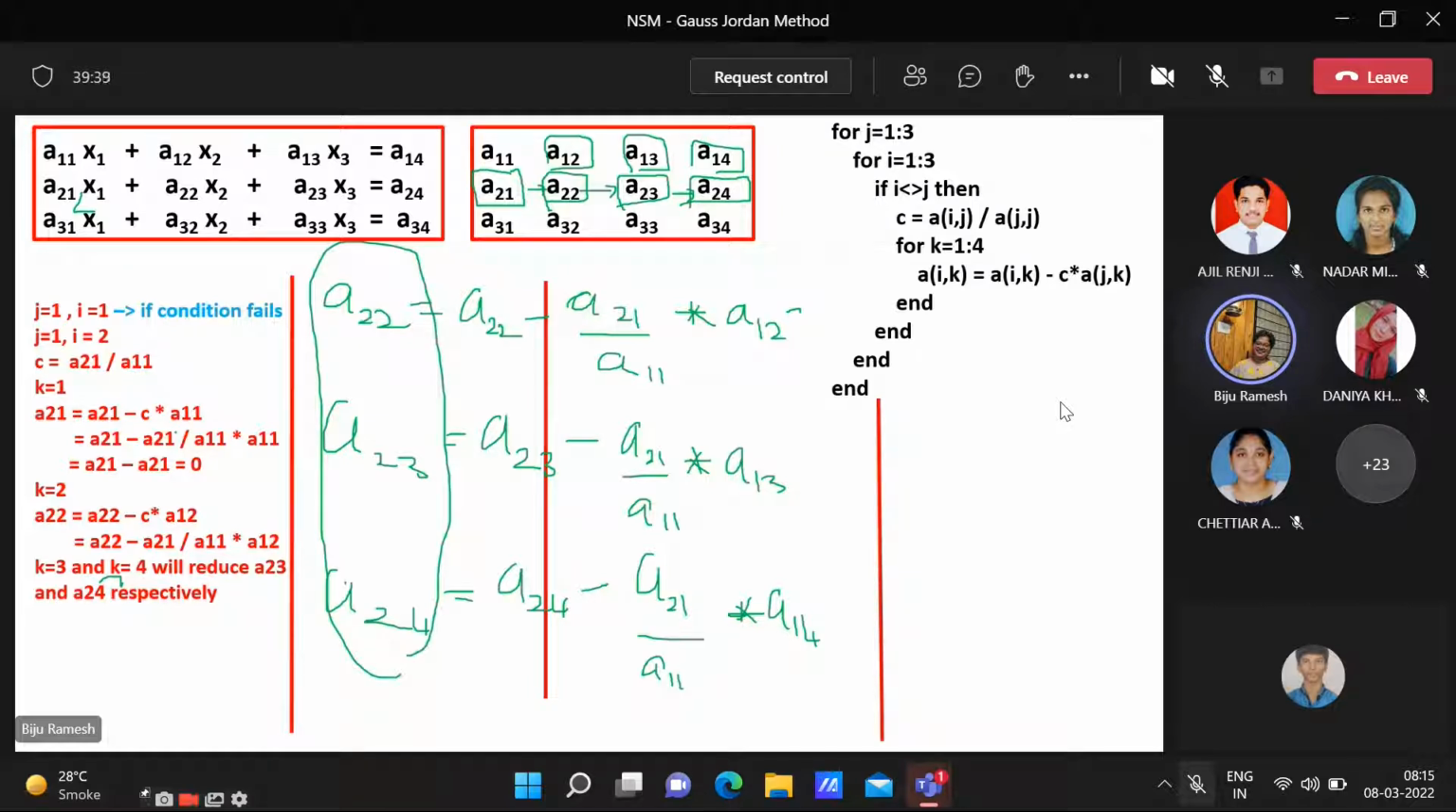That is what I have written over here. See the constant A21 by A11. First A21 you are calculating: A21 minus constant, C is this one, into A11. So you're getting it as 0. Next A22: A22 minus A21 by A11, because this is a constant, into A12. In the same way, A23 and A24 will also be reduced.